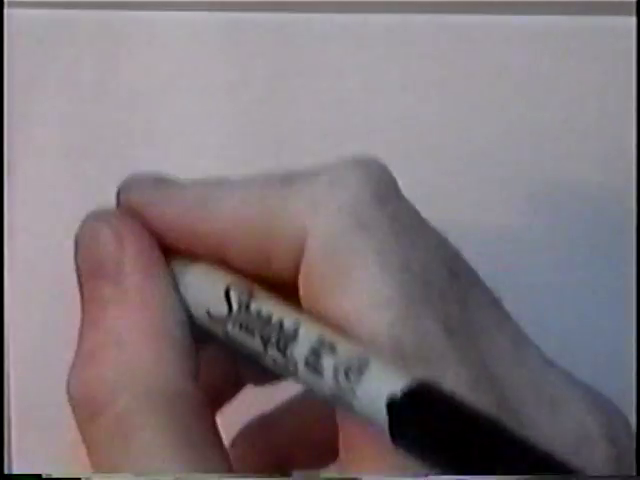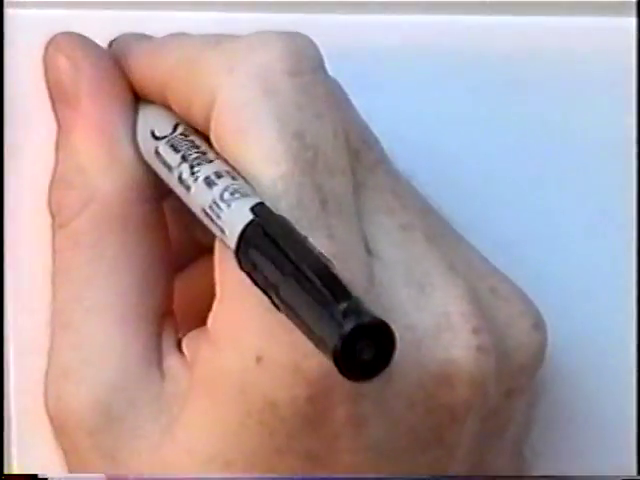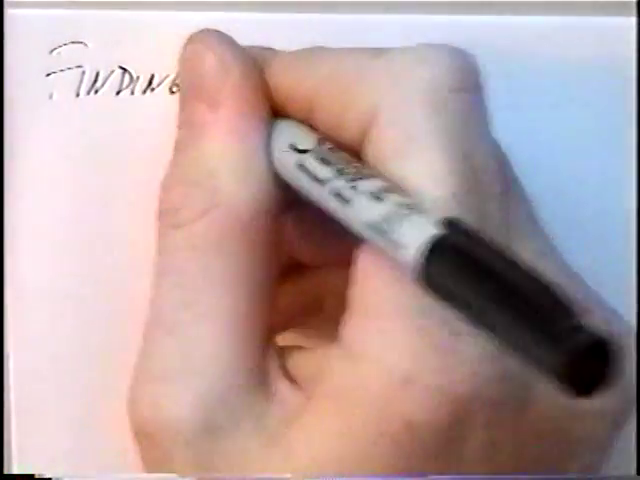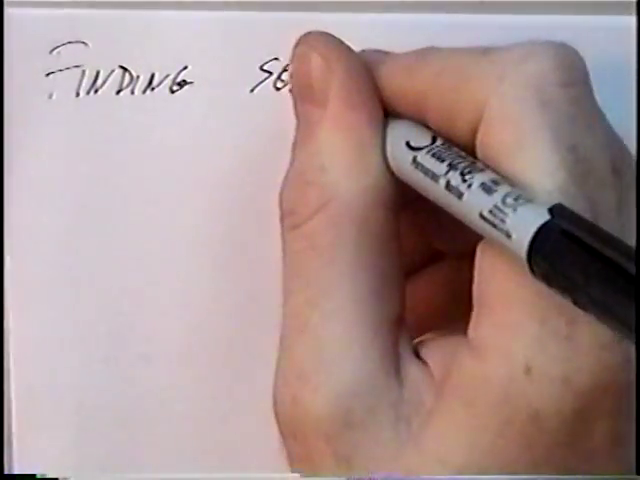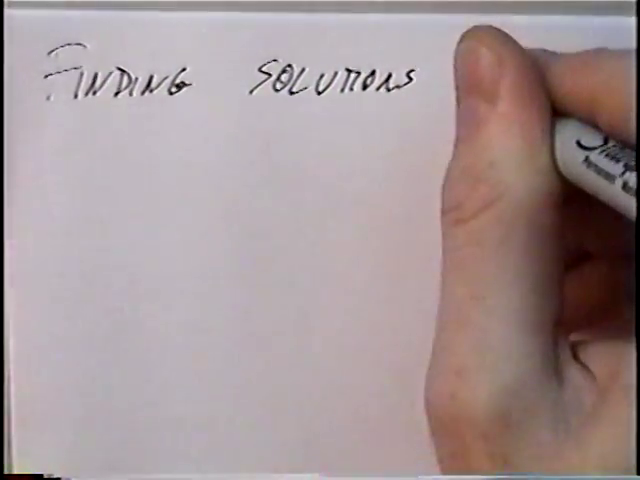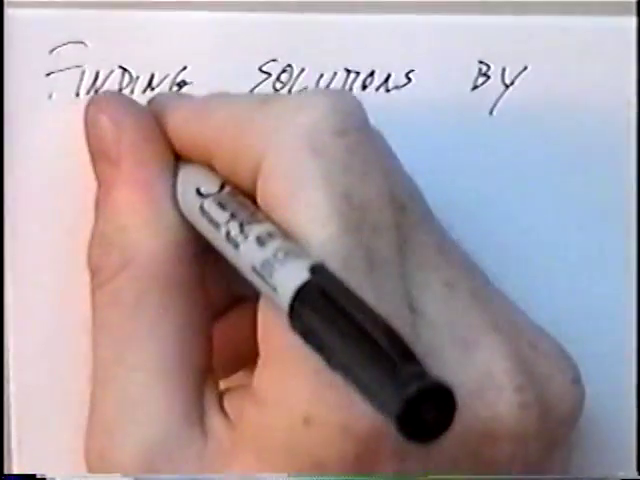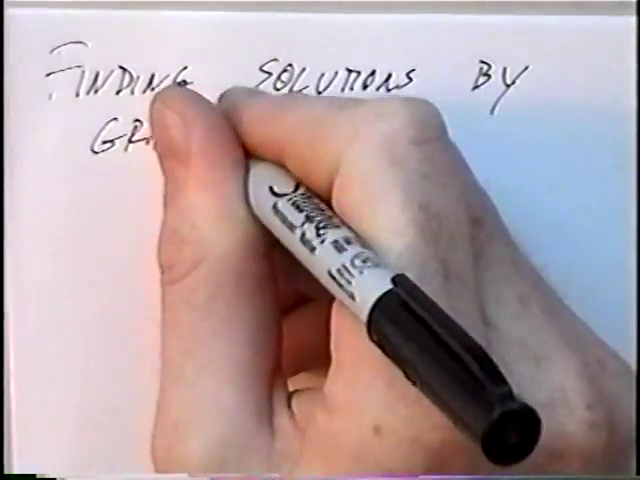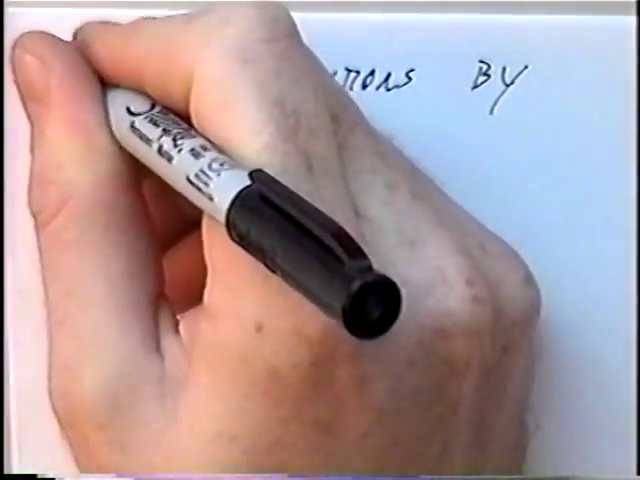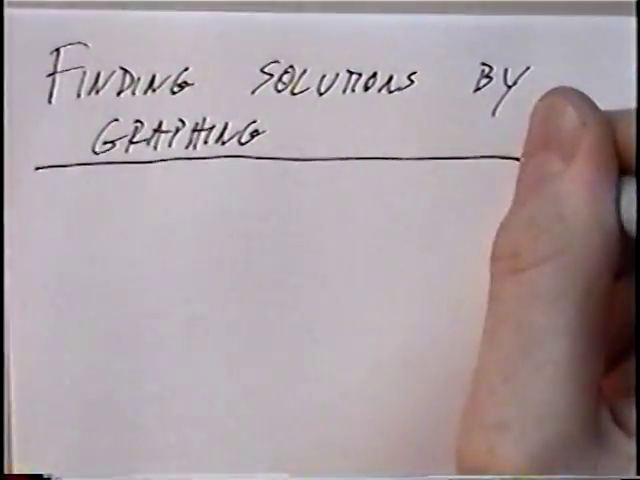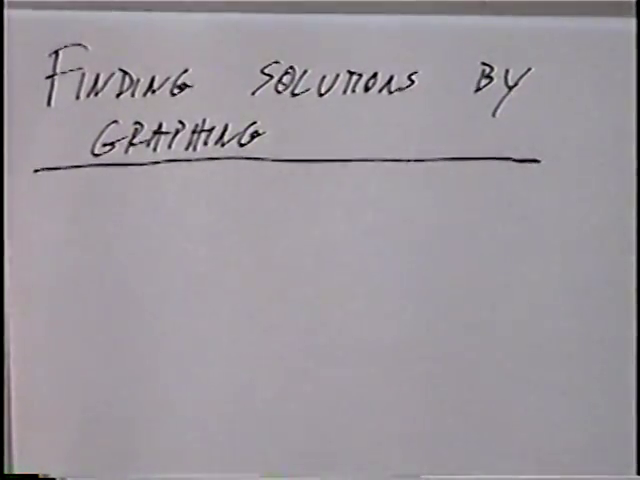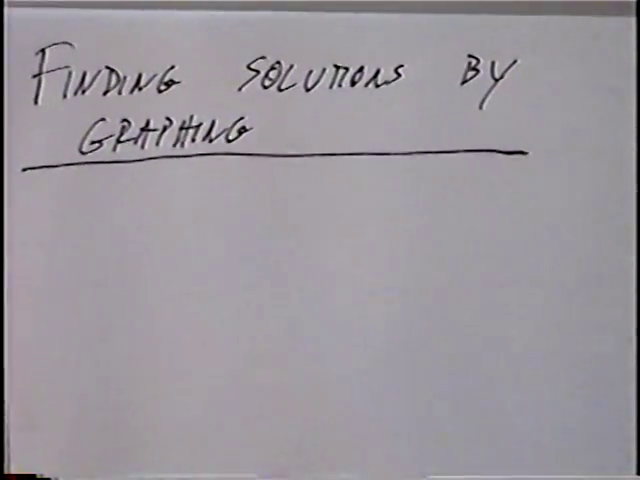Title of the first section is Finding Solutions by Graphing. In this section, we'll graph quadratic equations and find the solutions by using the graph.